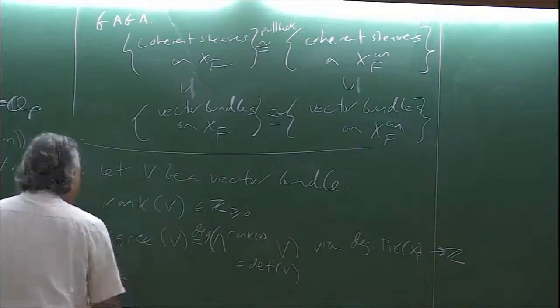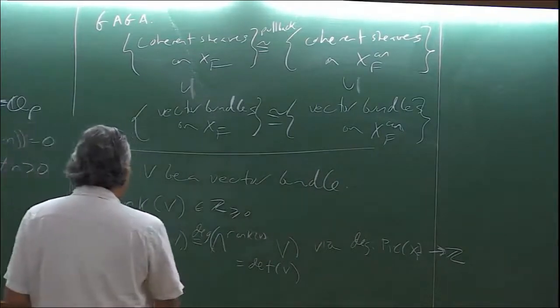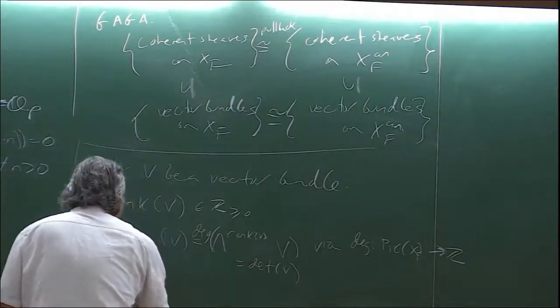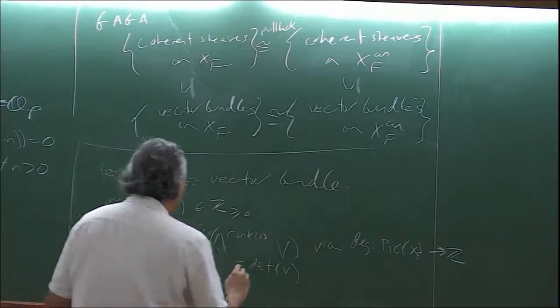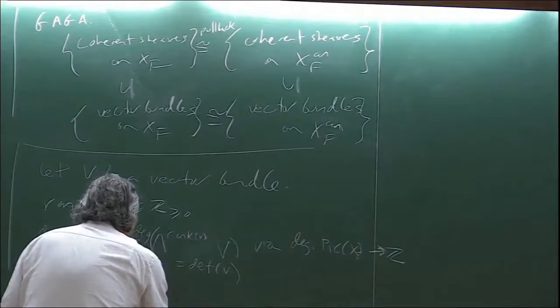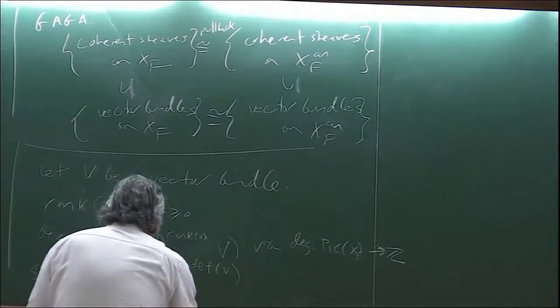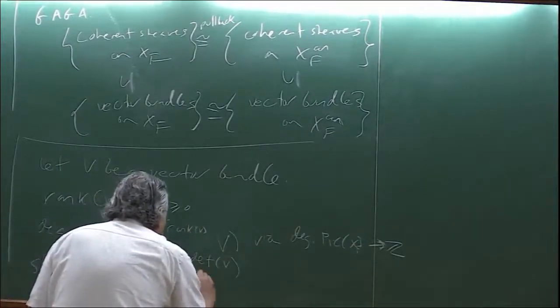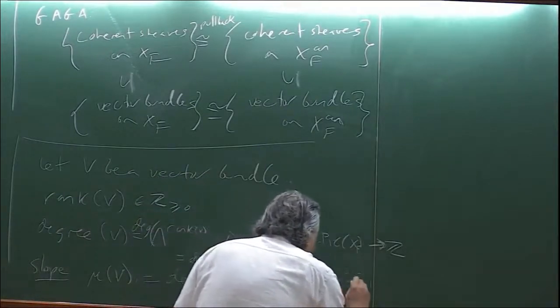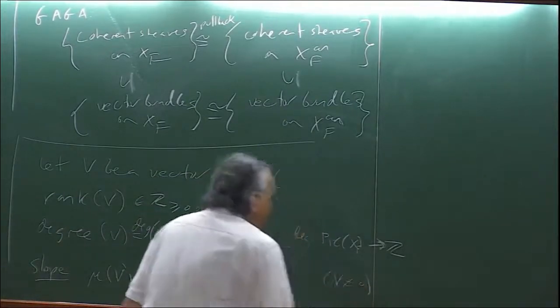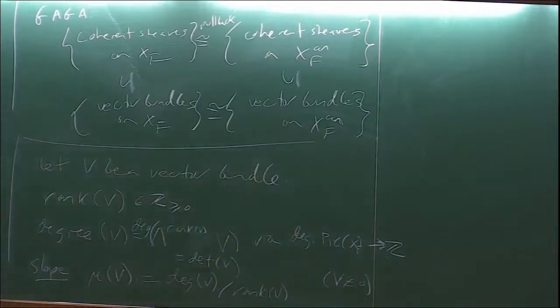And then the key invariant that I want to add to the picture is what's called the slope, which is denoted mu for reasons that I don't remember, but maybe somebody who knows more geometric invariant theory can remind me. This is just degree divided by rank. And this, of course, is only defined if V is non-zero. The slope of the zero bundle is undefined.